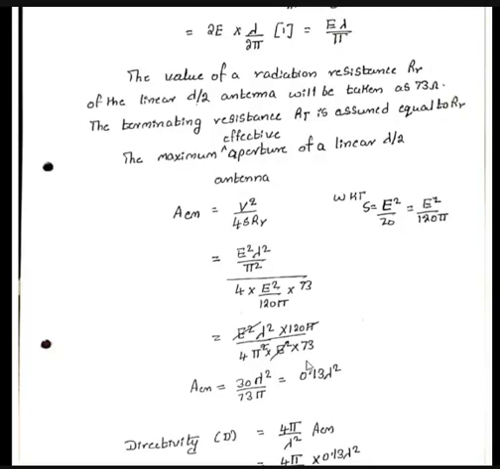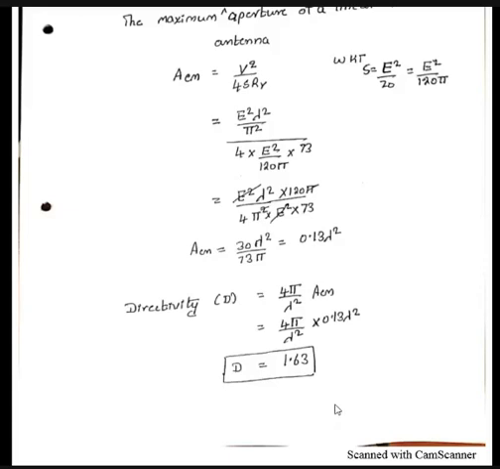We know the relationship for the directivity. Directivity is equal to 4 pi divided by lambda square times the maximum effective aperture, that is 0.13 lambda square. So directivity is equal to 1.63, right? So when we consider the length equal to lambda by 2 of a particular dipole, we will have directivity D equal to 1.63.